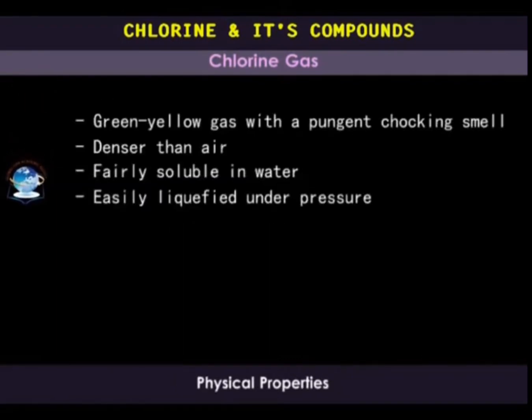Physically, chlorine is a greenish-yellow gas with a pungent choking smell. It is about 2.5 times denser than air, and this explains why it is collected by downward delivery or upward displacement of air. It is fairly soluble in water, forming chlorine water, and it is easily liquefied under pressure.